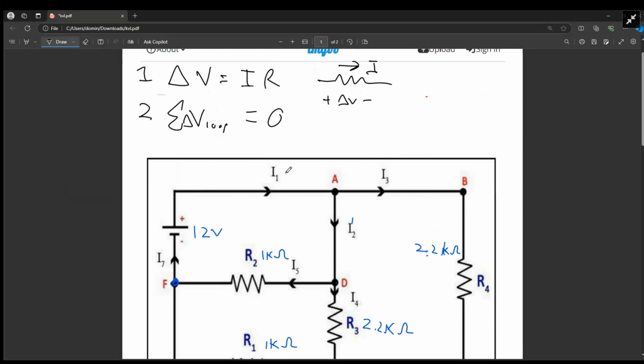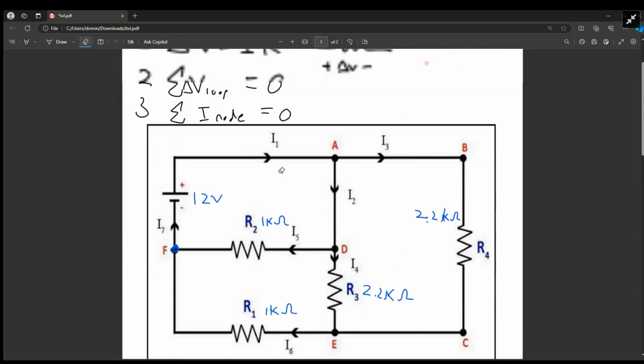So if I go in a loop, I'll start at the same voltage that I ended at, or same potential that I ended at. And then lastly is Kirchhoff's current law, which says that all of the currents going into a node will add to 0, meaning the current going into a node is equal to the current going out of the node. For example, if this is node A, current 1 is equal to current 2 plus current 3, because the current going in is equal to the current going out. So I'm going to use these three relations to solve this circuit.